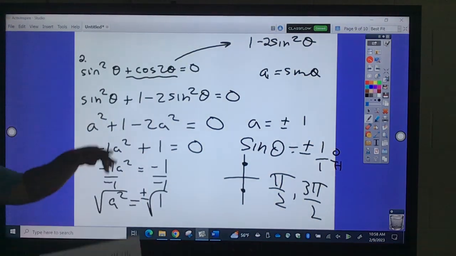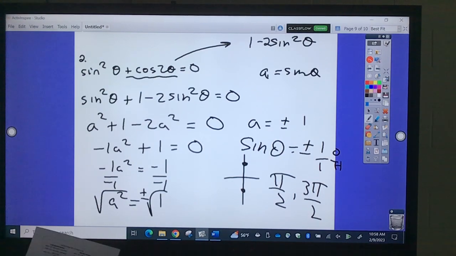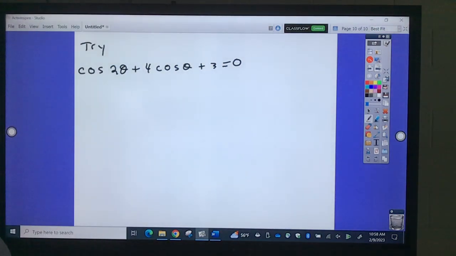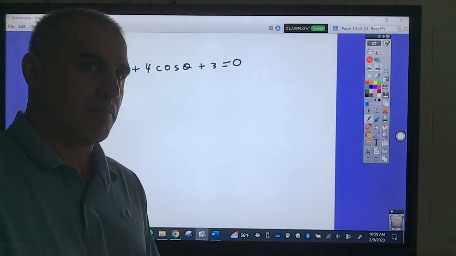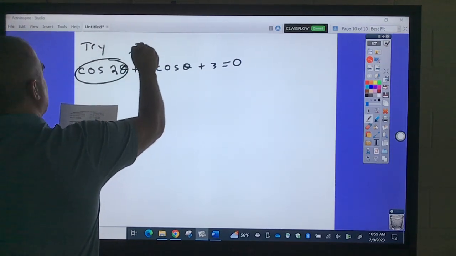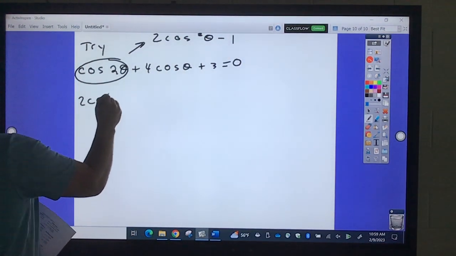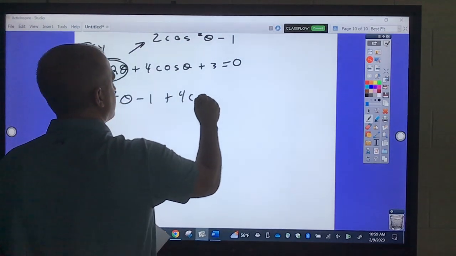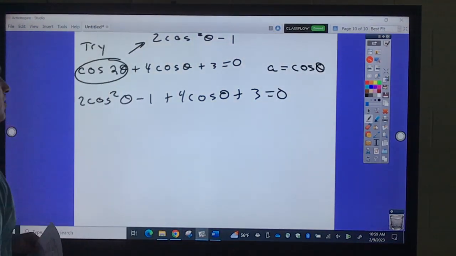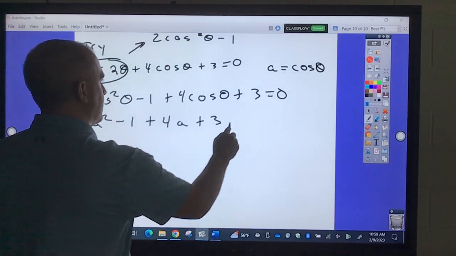So what you want to do is, when you substitute that, get something quickly so you can combine like terms. I think this is the last one I have you doing for today. So go ahead and pause your video. Go ahead, unpause. What I would want to put in is the formula 2 cosine squared theta minus 1, so I get the same thing. So I have 2 cosine squared theta minus 1 plus 4 cosine of theta plus 3 equaling 0. I'm going to replace a with cosine, so it's 2a squared minus 1 plus 4a plus 3 equaling 0.